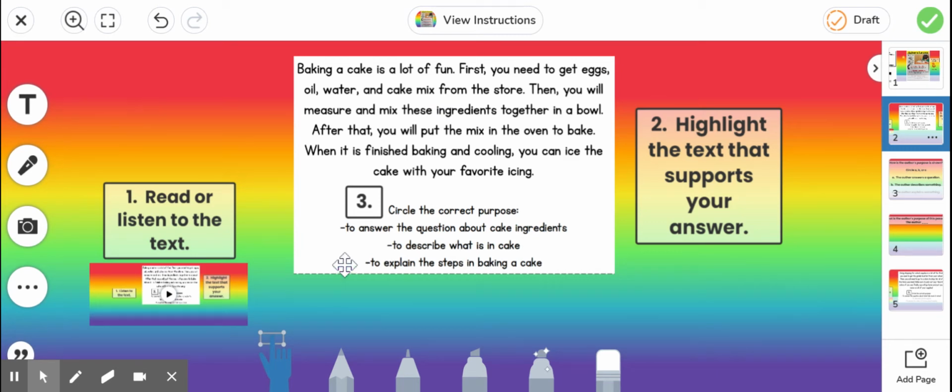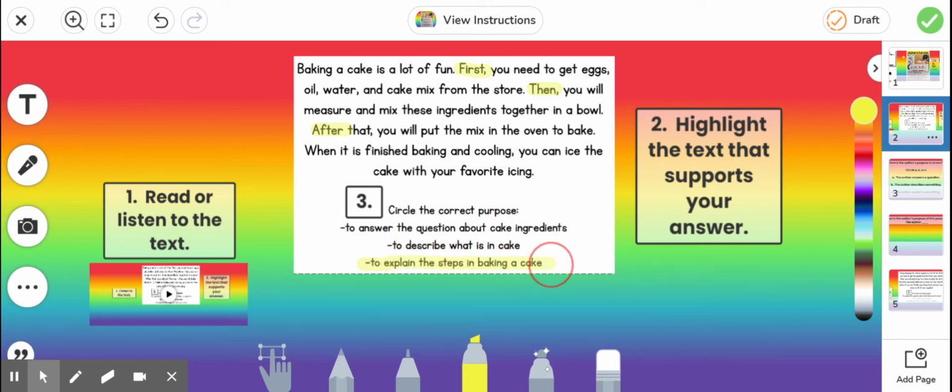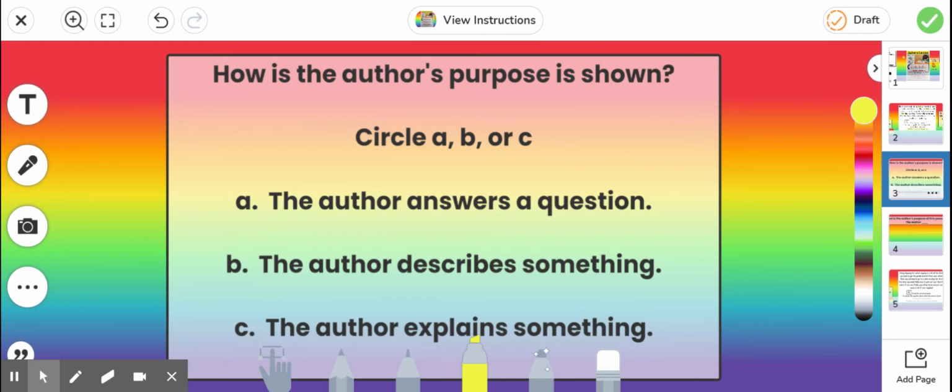If you remember, when you're explaining, you have sequencing words, and those words are like first, then, after that, and that looks like most of the sequencing words for today. So I believe the author wrote this passage to explain the steps in baking a cake. So how is the author's purpose shown? Again, the author explains something to us.